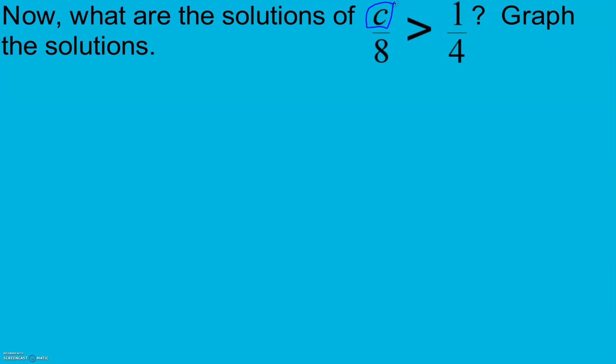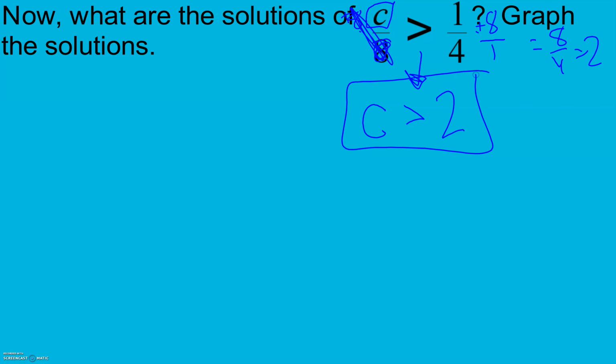C is being divided by 8, and we get rid of division by multiplying. Whatever I do to one side, I have got to do to both. And again, we can write that whole number as over 1. So C, since I multiplied by a positive 8, my coefficient here, the number with my variable, was positive. I keep my inequality. Multiply straight across, 8 over 4 gives me just 2. So here I get C greater than 2.